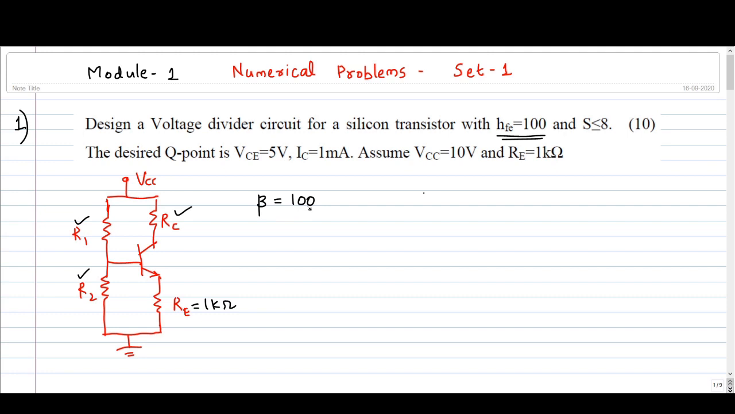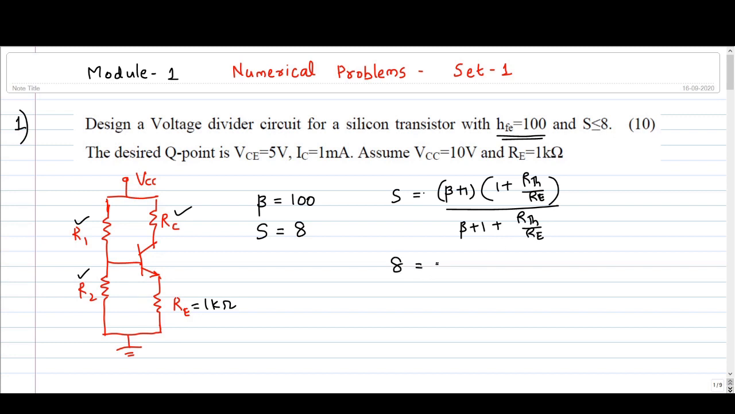So beta is 100 for this transistor, and in the limiting case, stability factor S is less than or equal to 8. So we can design the circuit for the limiting case. So S is 8. We know the formula for S. S is (beta plus 1) into (1 plus RTH by RE) divided by (beta plus 1 plus RTH by RE). This we have derived earlier.